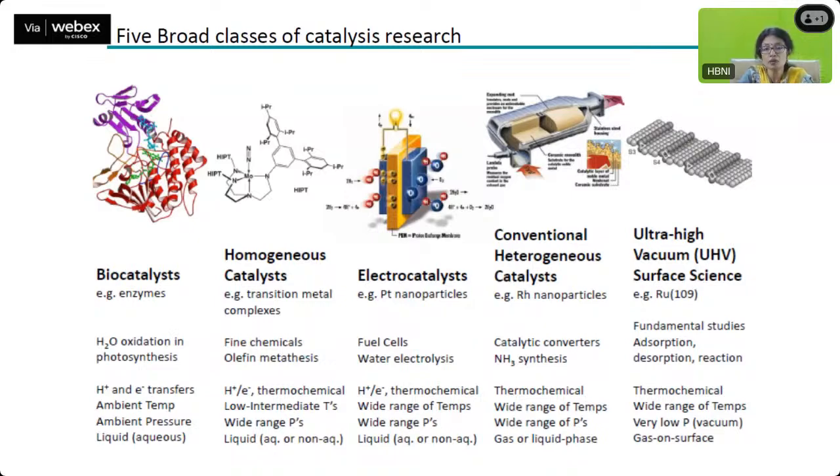You have rhodium nanoparticles and the like. These are used in catalytic converters and in ammonia synthesis. And then you have something known as ultra high vacuum surface science, using very well directed ruthenium catalyst. These are used for fundamental studies of adsorption, desorption, these kinds of reactions. So these are the five broad classes of catalysis research.